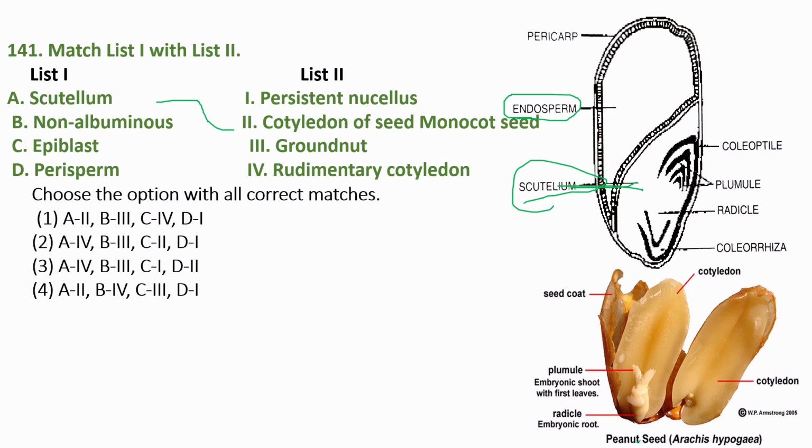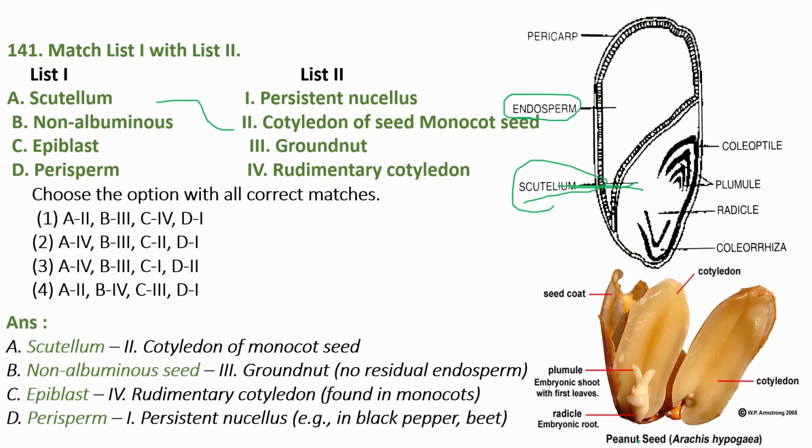So here you can see that the non-albuminous are nothing but the seeds that do not contain endosperm. Sorry, I have confused. So these are albuminous seeds which contain the endosperm layer, which is responsible for the seed growth, whereas the non-albuminous seeds do not contain endosperm. Here you can see that this is the non-albuminous seed, the groundnut seed. It does not contain any endosperm.